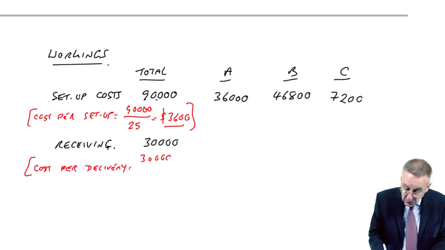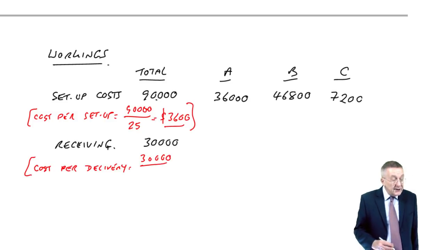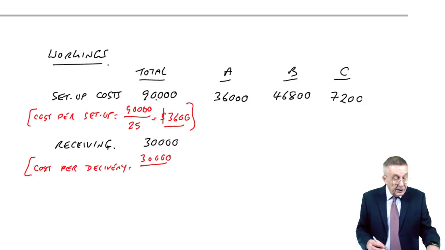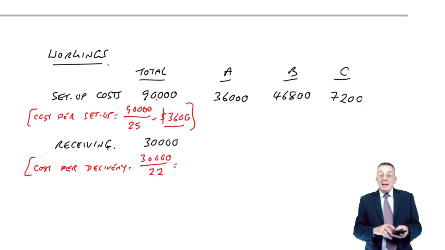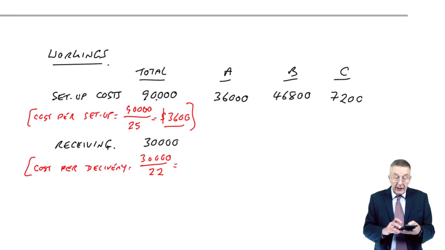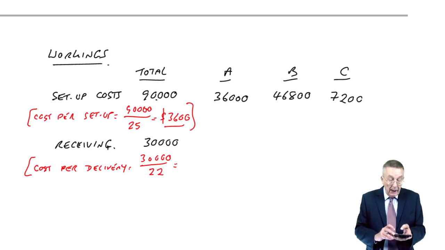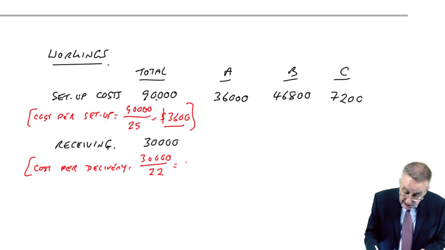So there's 30,000 in total. How many deliveries in total? 10, 10, 22. And so, effectively, how much is each delivery costing us? I get 1,364.